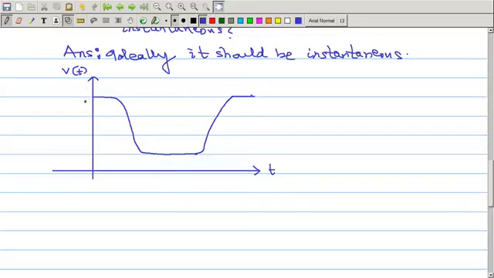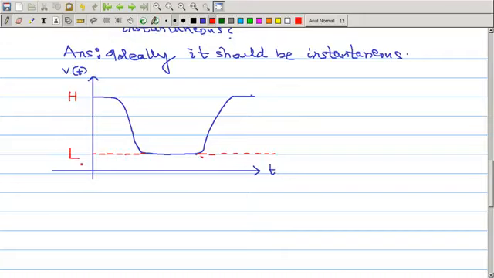Now you see that this is the point where the signal is high. Suppose this is my high signal, and this is the level where the signal is low. So the high point and the low point I have denoted. This is the point where the signal is low.